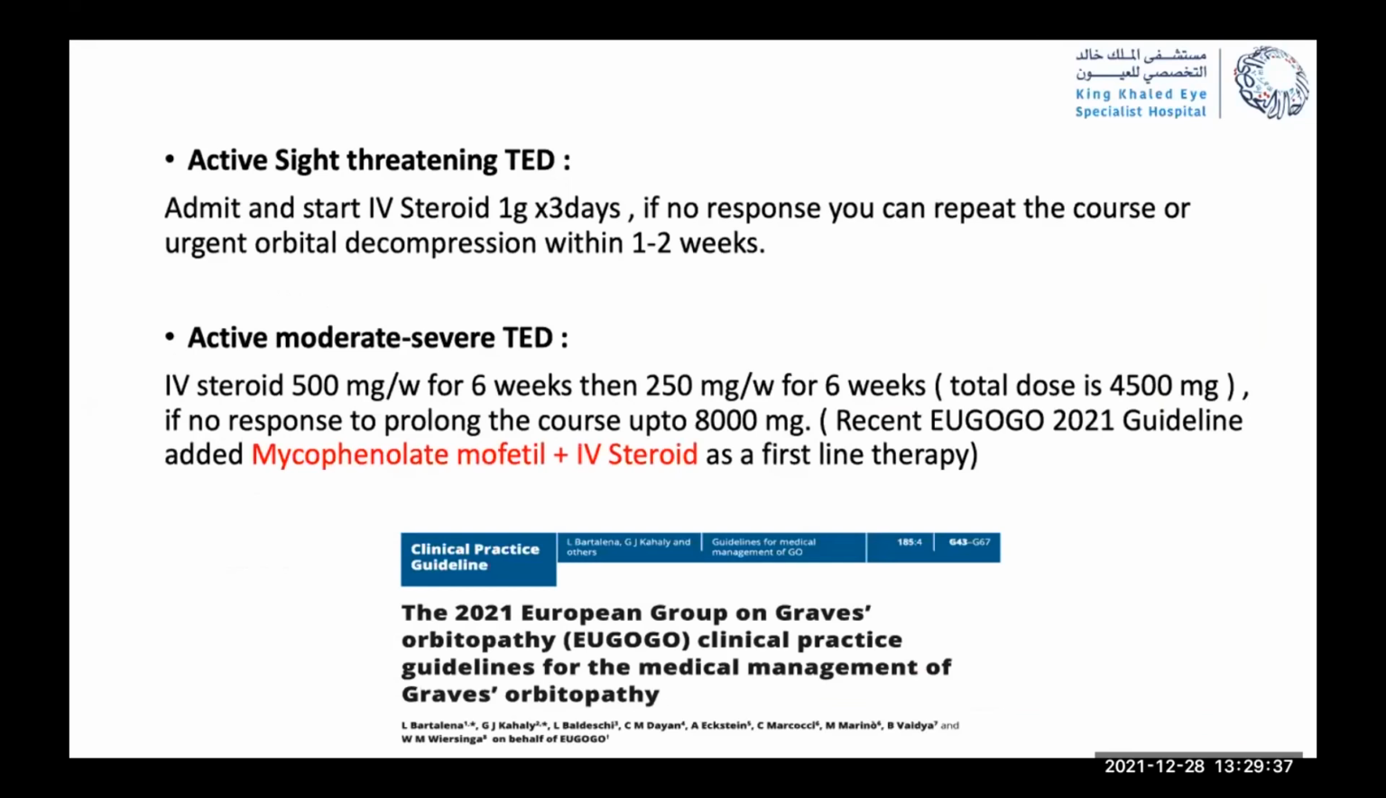If we have active sight-threatening thyroid eye disease, we'll admit the patient and start IV steroid 1 gram for 3 days. If there is no response, we can repeat the course or do urgent orbital decompression within 1 to 2 weeks. If we are dealing with active, moderate to severe thyroid eye disease, we can start the usual treatment of IV steroid 500 milligram per week for 6 weeks, then 250 milligram per week for another 6 weeks, with a total dose of 4.5 gram. If no response, we can prolong the course up to 8 gram maximum in one period. In the recent EUGOGO 2021 guideline, they added mycophenolate mofetil plus the IV steroid as a first-line therapy for active, moderate to severe thyroid eye disease.